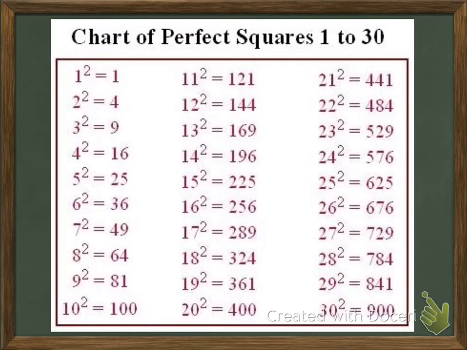So for example, 2 times 2 equals 4, so 4 is a perfect square number because it is two of the same number multiplied together. So these are the list of perfect squares.